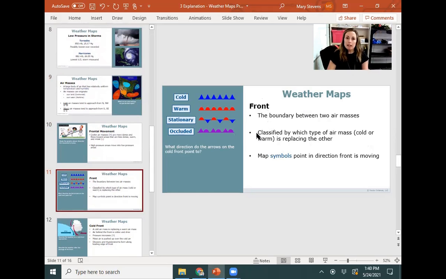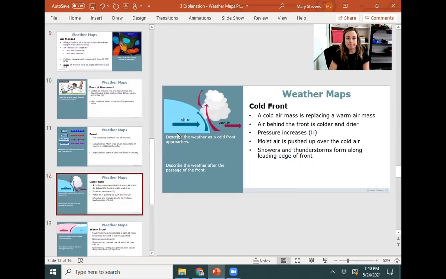They're going to be classified by what type of air is replacing the air previously there. They will have the symbols, or here you'll notice the half circles or triangles pointed in the direction in which they are moving. We have different types of weather fronts: cold fronts, warm fronts, stationary fronts, and occluded fronts.